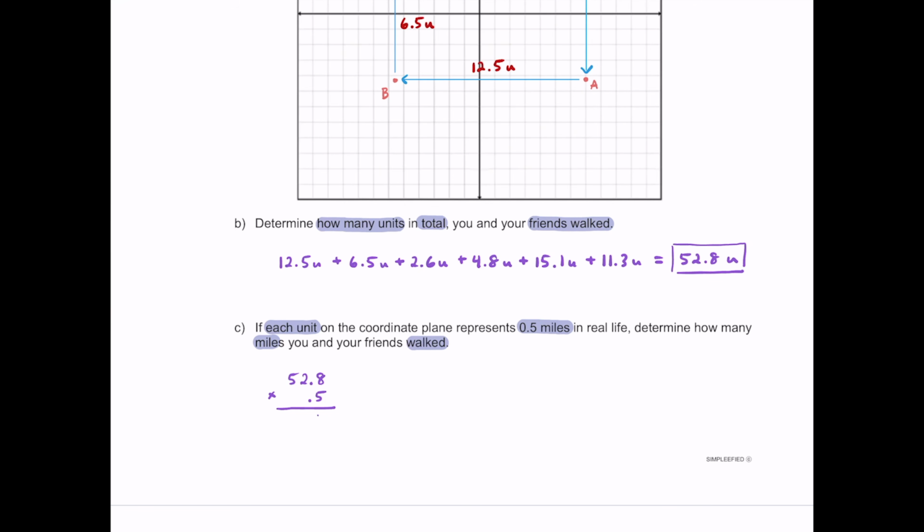So 8 times 5 is going to be 40, carry the 4. 5 times 2 is 10, plus 4 is 14, carry the 1. 5 times 5 is 25, plus 1 is 26. And we should have 2 decimal places here. So we're getting 26.40. We don't need the 0 at the end here. So this is going to be a total of 26.4 miles. A little more than a full marathon, so that is quite a bit of walking.